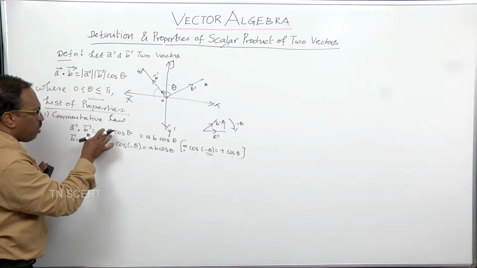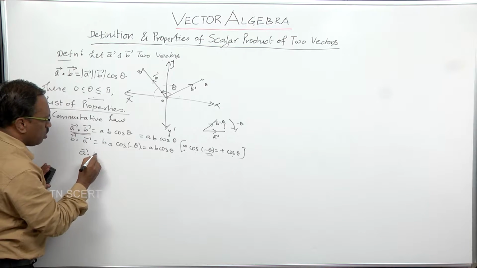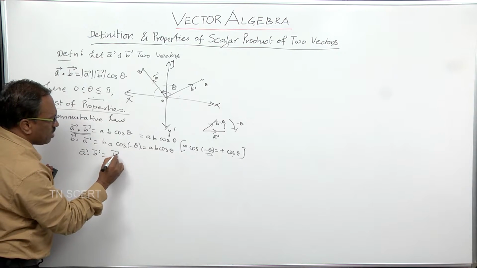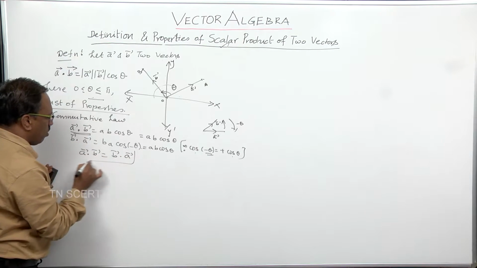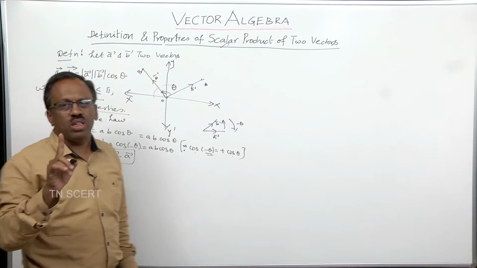So the commutative property holds good. A dot B is equal to B dot A. Remember that. That is the formula for the first property: A dot B is equal to B dot A.